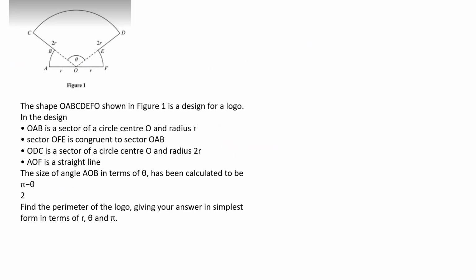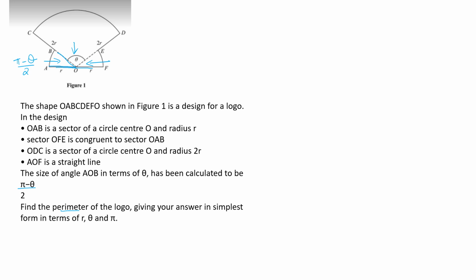This is the last question on the pure section, and we've got this logo and we're being asked to find the perimeter of it, given that the angle AOB is pi minus theta over 2, and that's because we've got theta here in the middle and we've got a straight line which is 180 degrees, which is pi. So this angle here is going to be pi minus theta, and then dividing it by 2 means that these two angles are the same and we've got a symmetric shape.